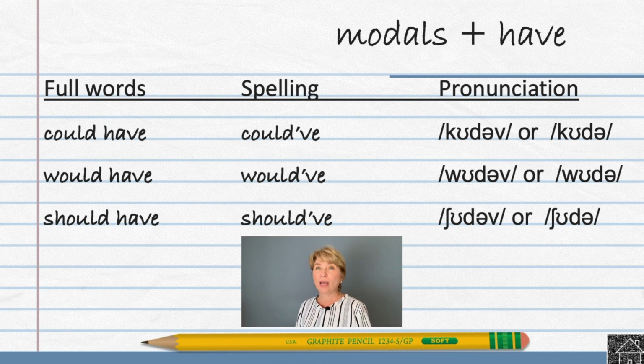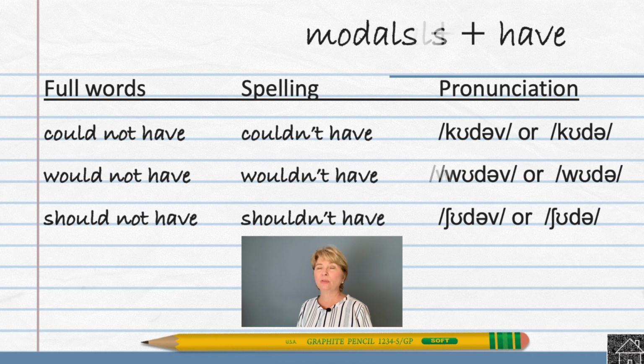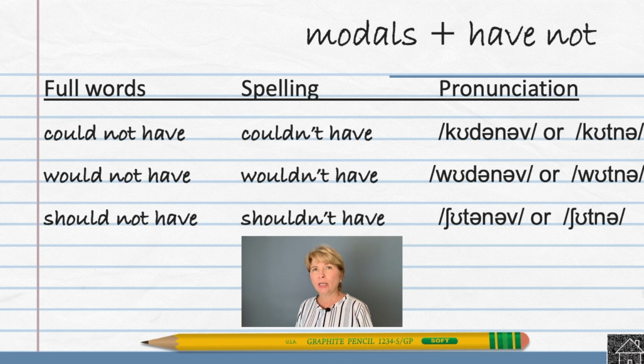What happens when we add not to this group of words? Take a look. Could not have becomes couldn't have. But we don't usually say it like that. We usually say couldn't've or just couldn't. Remember Mary who didn't do her homework? Well, we could say Mary couldn't have done her homework because she left her book at school.